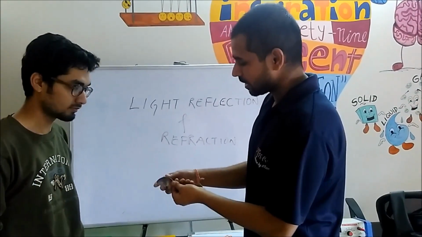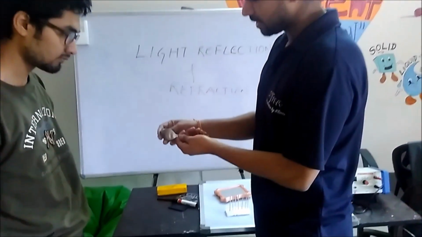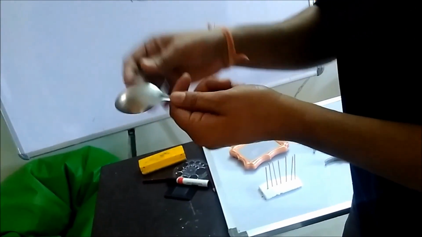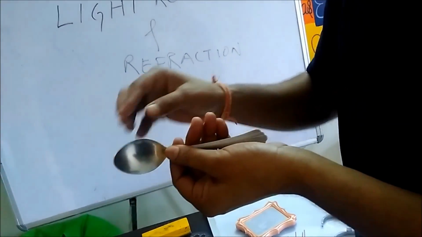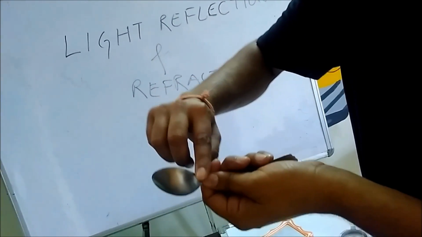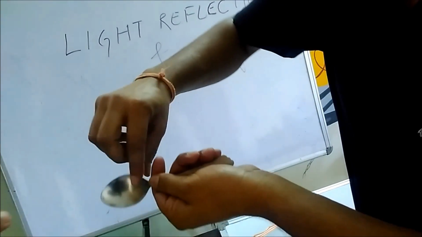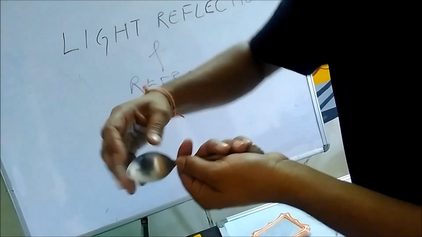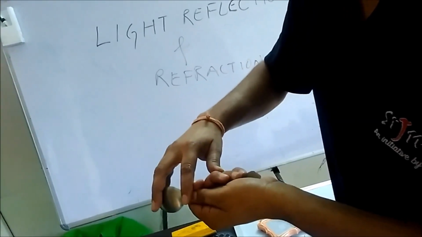About this spoon. If you see the structure of the spoon, and you ask why the images are formed like this, you can see clearly that this end has a different kind of structure or face compared to this face. This one is bulging inwards, and this one is bulging outside, or outward.